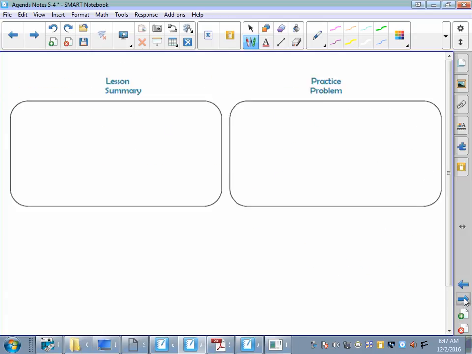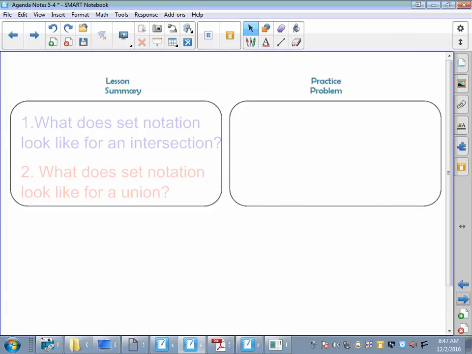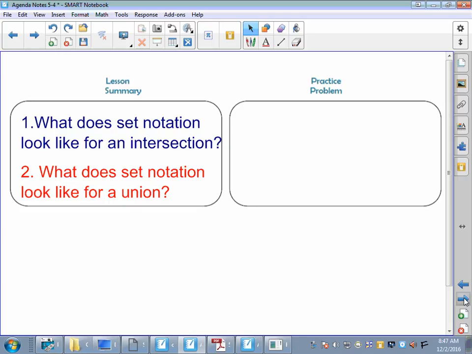So, lesson summary. Number 1, what does set notation look like for an intersection, and what does set notation look like for a union? So I just want you to go back and revisit that set notation. Which one's an or, which one's an and. I won't ask you to memorize those two things, but since you've got your notes in front of you, you can definitely see that.